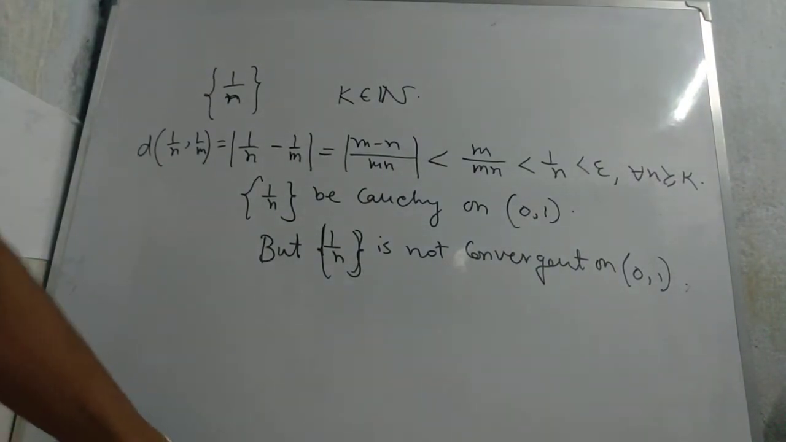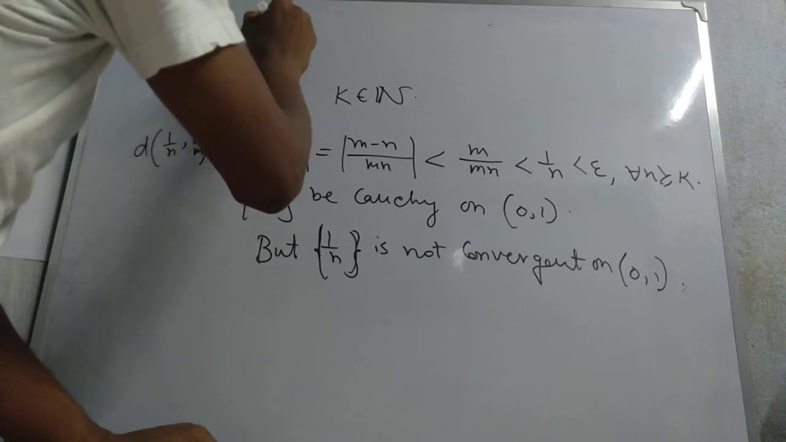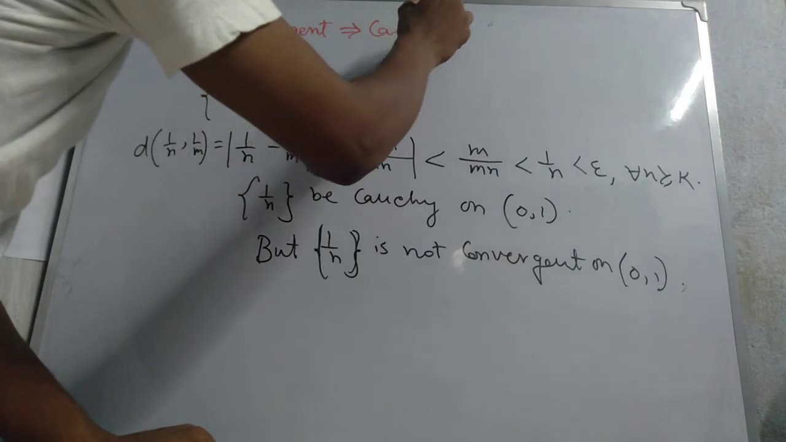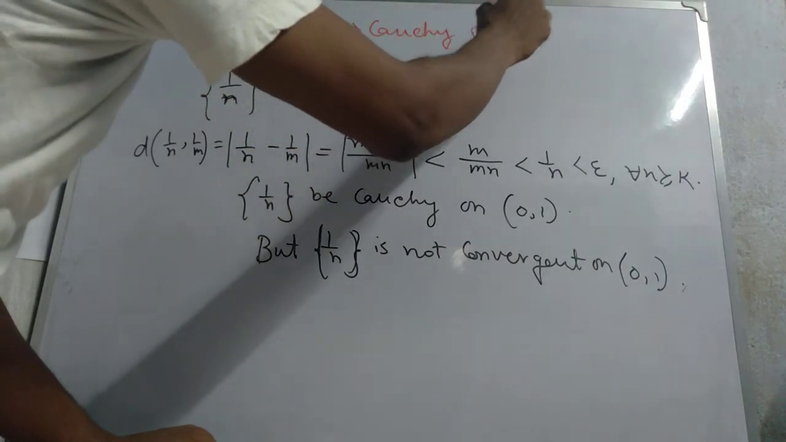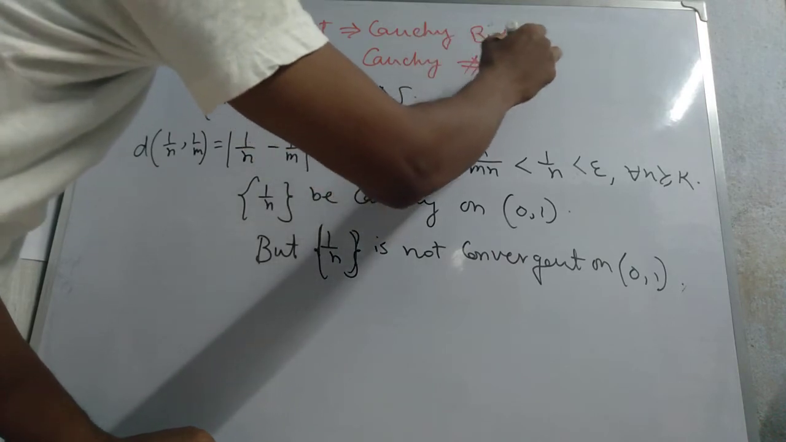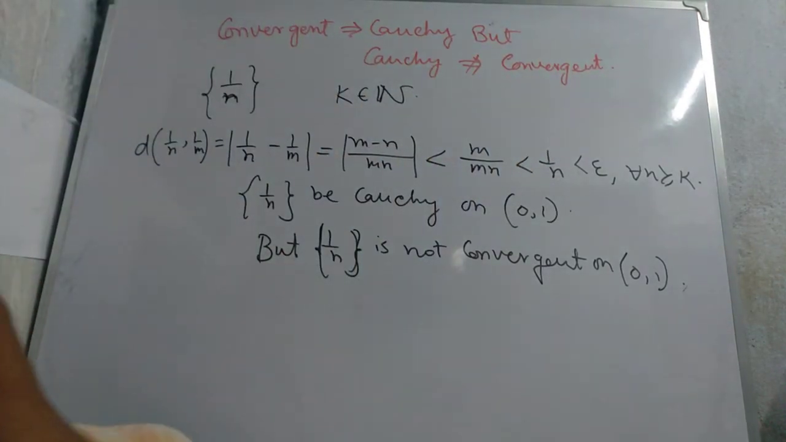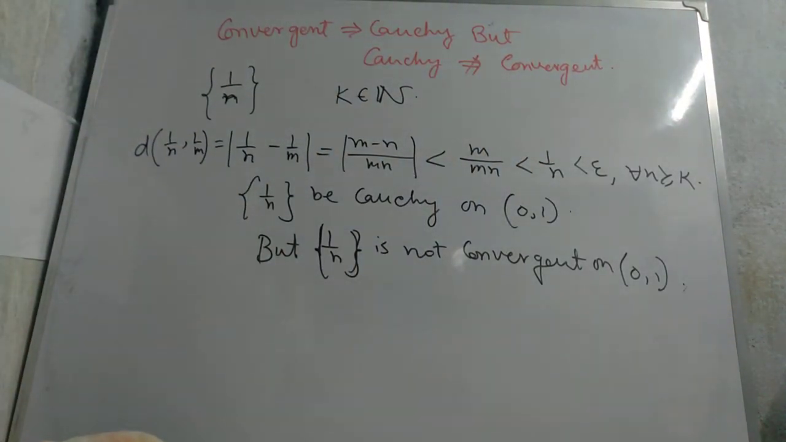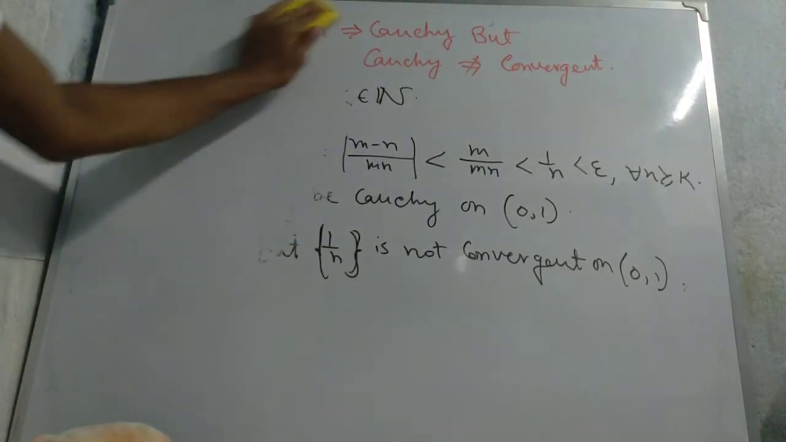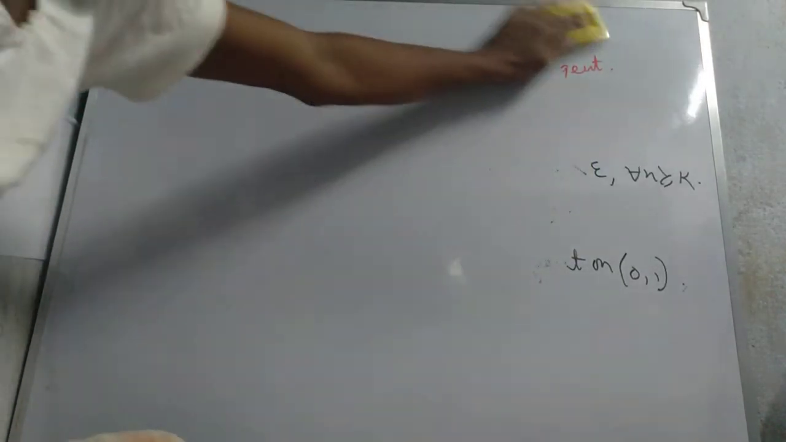So we write this, that means we know that convergent implies Cauchy, but Cauchy does not imply convergent. Okay, now we reach this portion and also go on to further discussions.